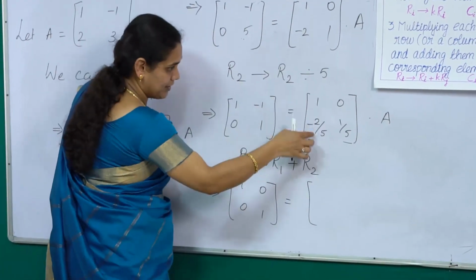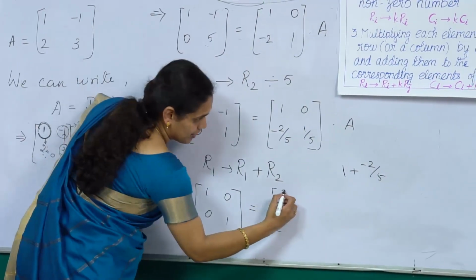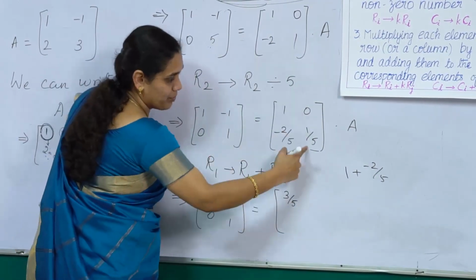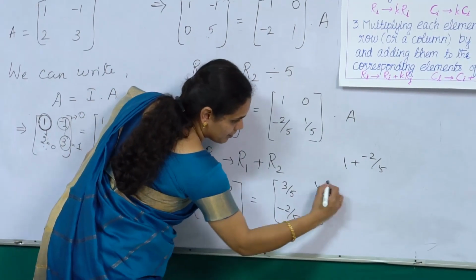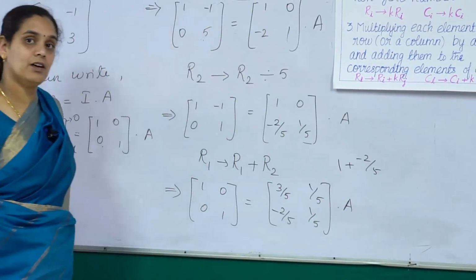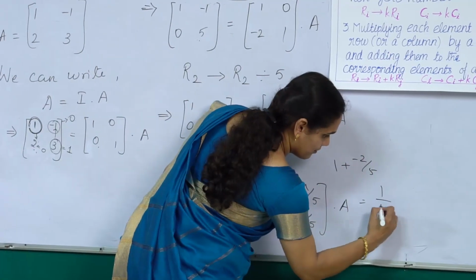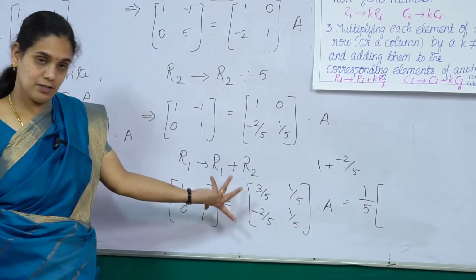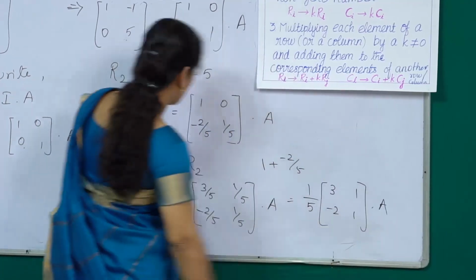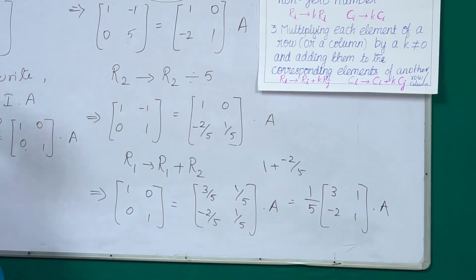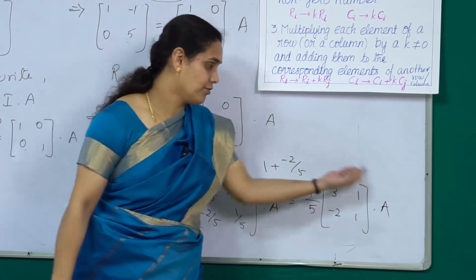Then here we are adding these two. So 1 plus minus 2 by 5. If you take the LCM, you get 3 by 5. Then 0 plus 1 by 5 is 1 by 5. R2 will not change. Minus 2 by 5, 1 by 5 into A. Right? Can we take the 5 outside as common? So this will be 1 by 5, or if you want to leave it like this, it's okay, it's up to you. 3, 1, minus 2, 1 into A. So A is written as a matrix into A. Then this is the inverse of A.